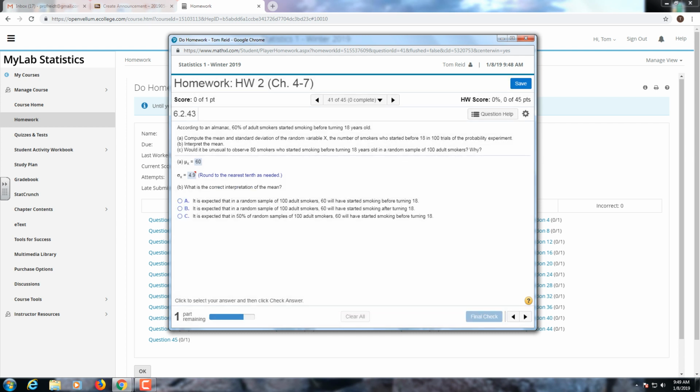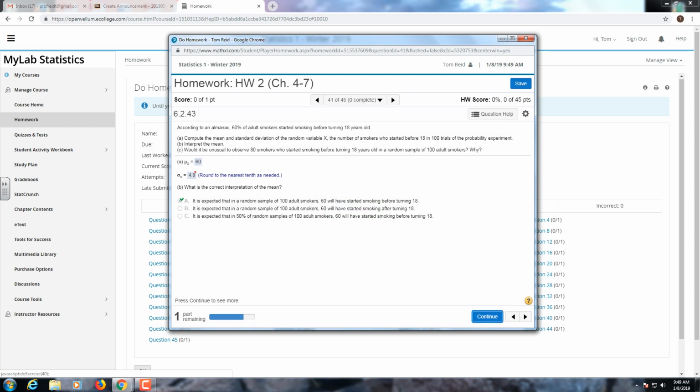Part B is interpret the mean. Option A: it's expected that in a random sample of 100 smokers, 60 will have started before turning the age of 18. Option B: it's expected that in a random sample of 100 smokers, 60 will have started after turning 18. That's just a one word difference, so make sure you read the question carefully. And then C, it's expected that 50% of samples of 100 adult smokers, 60 will have started. Oh no, that's off. So A sounds about right. Check on that one. Now notice that one said final check. Final check means it's your last shot at it.